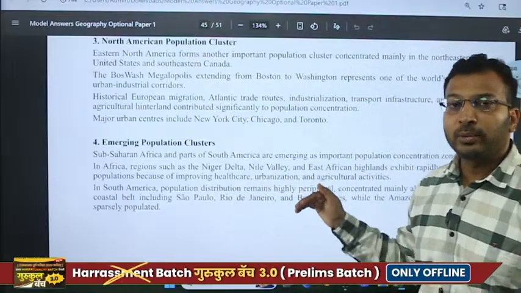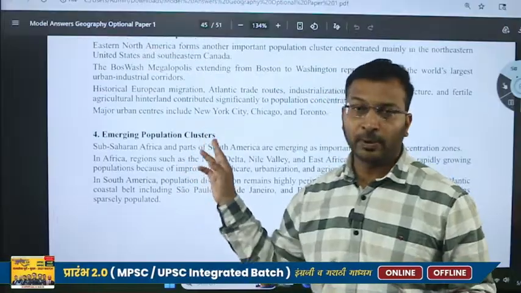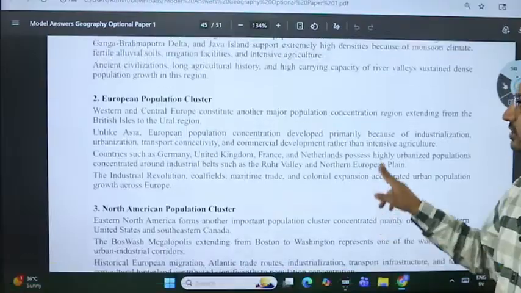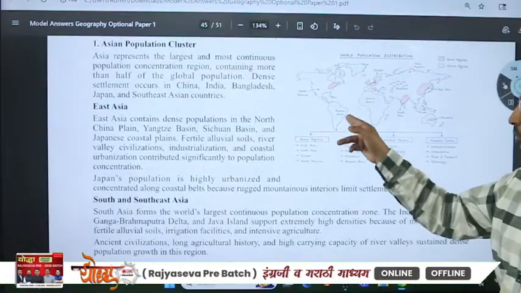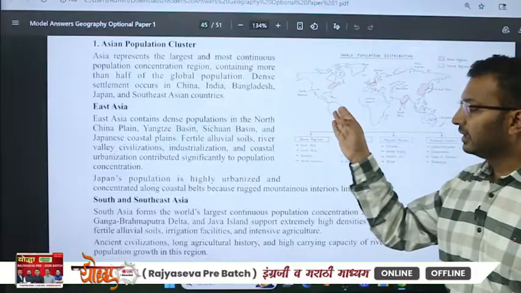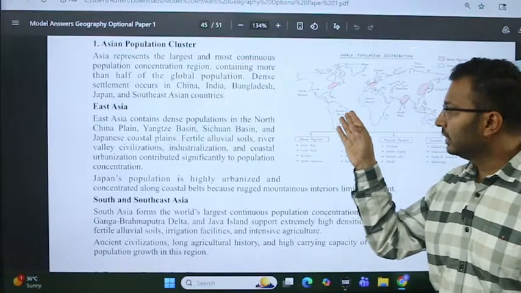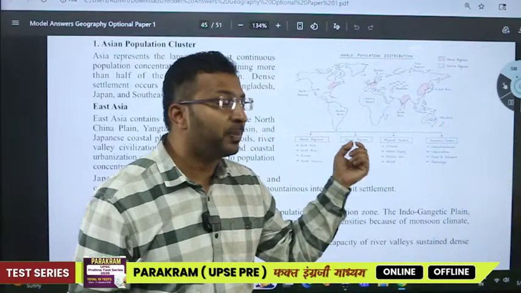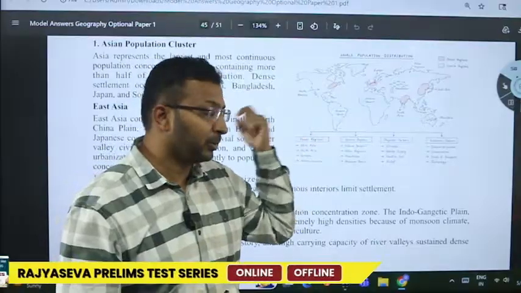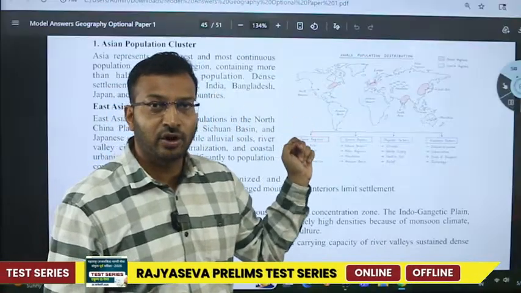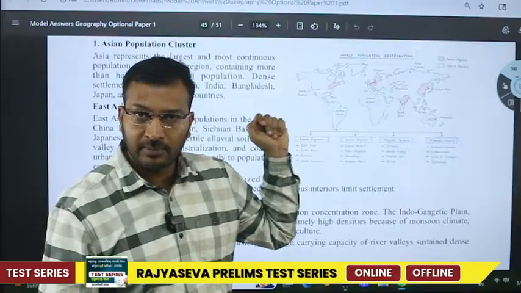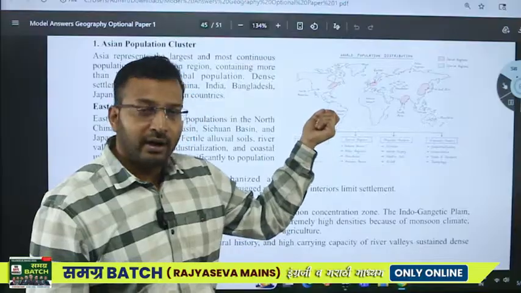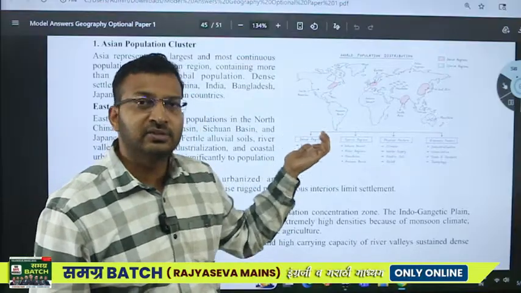Then in South America, we also find emerging population clusters. Most of the population is concentrated along the east coast of South America. In the central part of South America, there are the Amazon forests, equatorial rainforests, so there is sparse population. On the western side of South America, we have the Atacama Desert, which is the driest place, and the Andes, tall mountain ranges, so the population is very sparse.